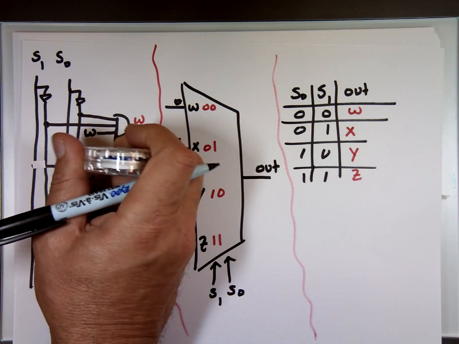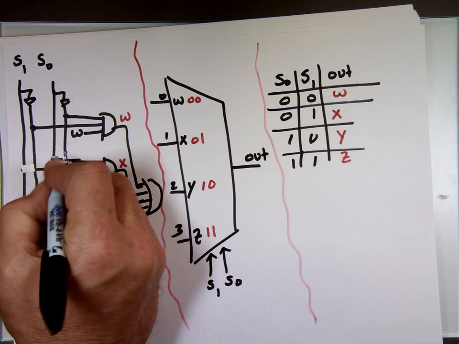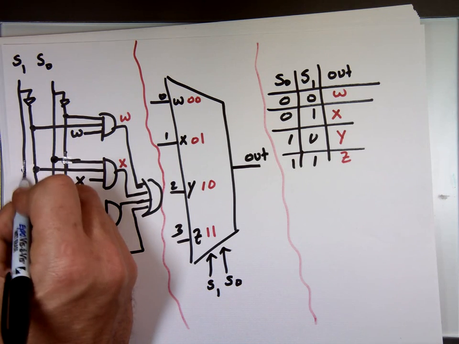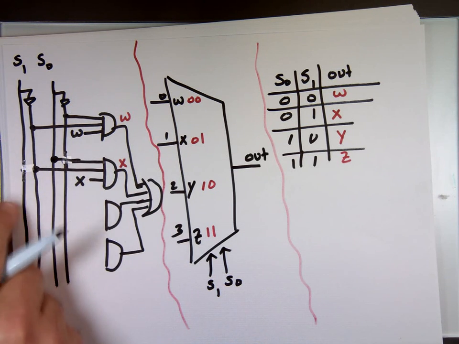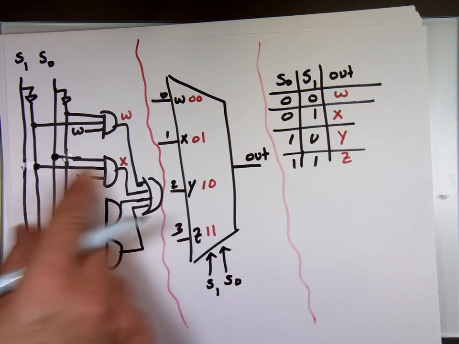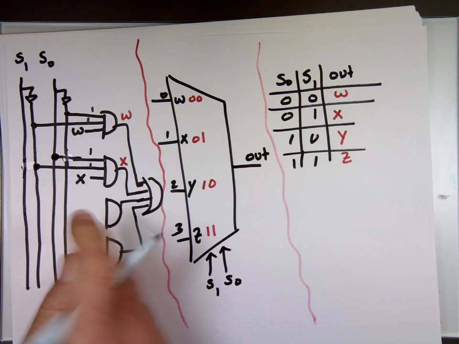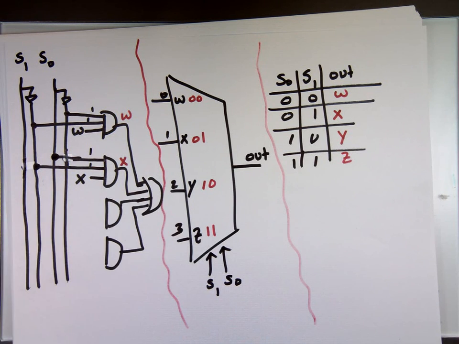I have S0 as the first one. When this is 0, 1, right? I want 0, 1. Now 0, that's a 1, and this is 1. You end up with a 1 and a 1 here. 1, 1 and X, that'll give me an X.